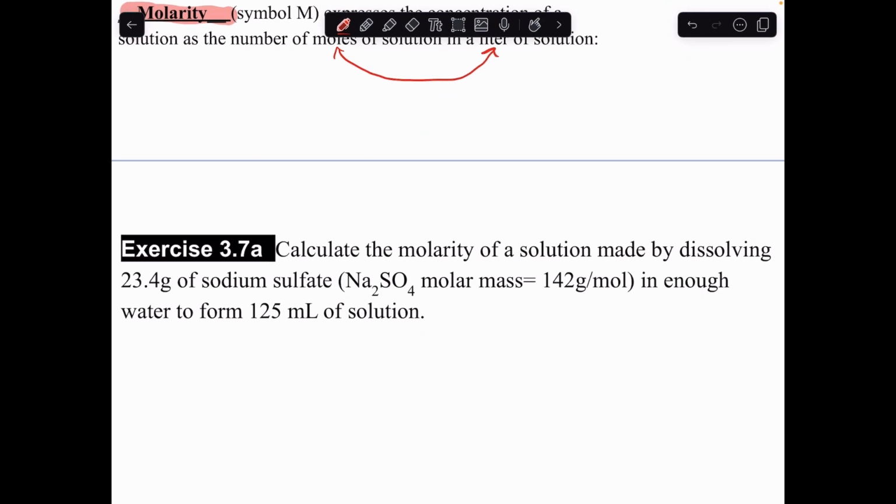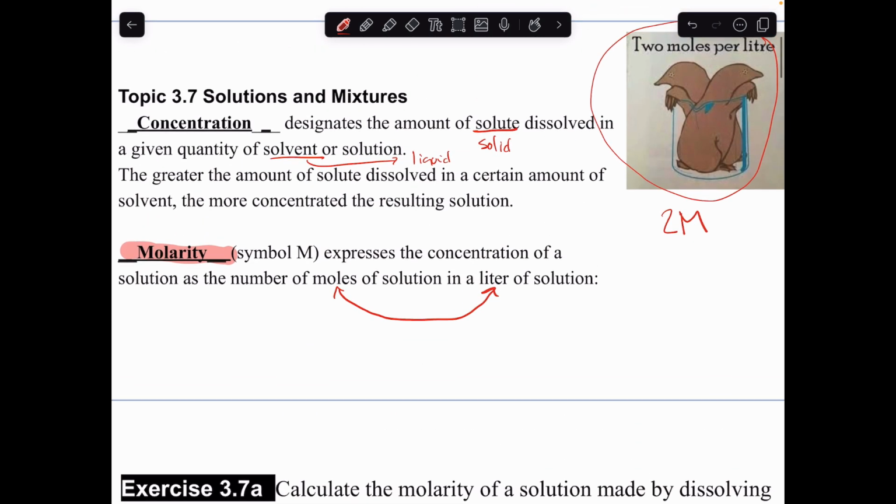Our equation for molarity, I believe you should have a box in your notes. This equation is on our formula sheet, so we don't need to memorize it, but molarity is equal to moles of solute over liters of solution. All right, let's try a problem together.